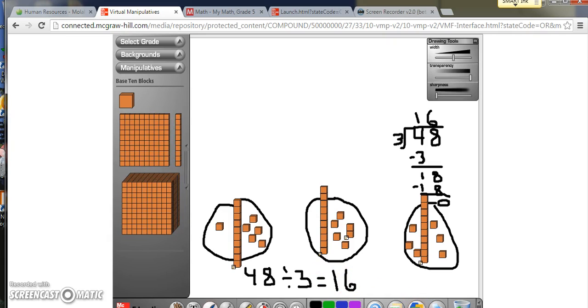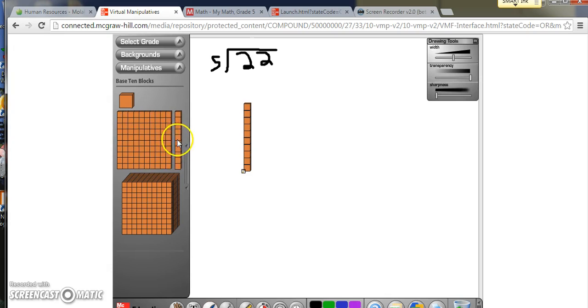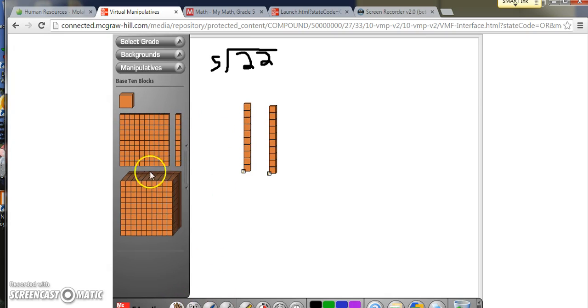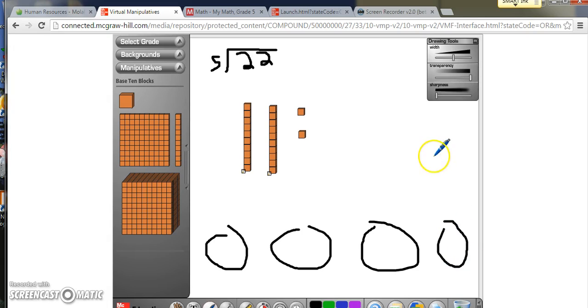Now I'm going to clear all my objects and take a look real quick at, let's say, 22 divided by 5. Okay, so I have 22. I'm just going to grab this. 1, 2. 22. I'm dividing into 5 groups. 1, 2, 3, 4, 5.